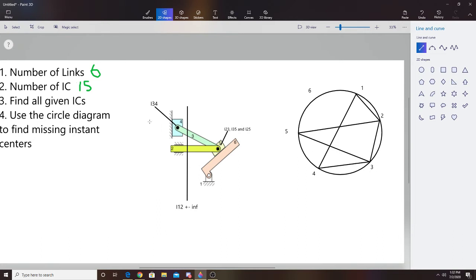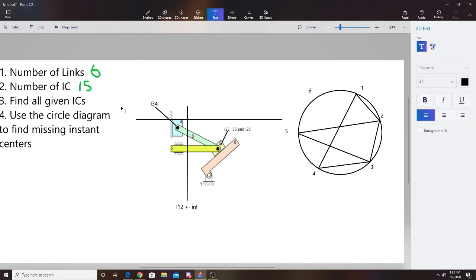Plus or minus infinity, correct. So this one is plus or minus infinity. Once again, I'm just going to draw this somewhere, but remember, it can be anywhere up or down, right? So I'll just draw it right here. And let me go ahead and label it I-4-1.